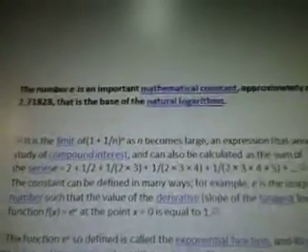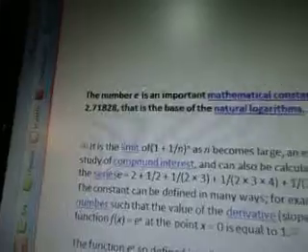So E, the base of the natural logarithms. Since I don't know what natural logarithms are, I Googled it. The number E is an important mathematical constant, approximately equal to 2.71828. That is the base of the natural logarithms. Okay? There's some more mathematical stuff here on the wiki thing. I'm not going to read it all.